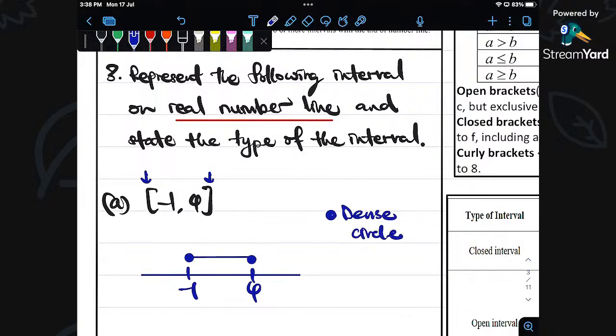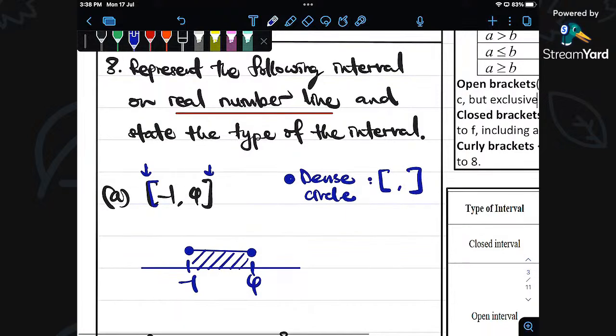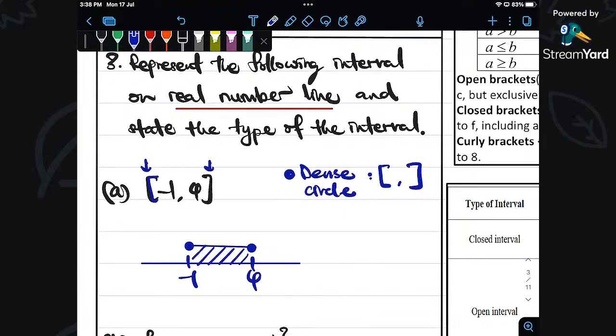So I will lukiskan dia, since simbol ini merujuk kepada dense circle. Okay, whether it's like open or closed, just sekejap ya. So please bear in mind, this is dense circle and it means that it is a closed bracket lah. So basically this is the region that you want. So this is the real number line.